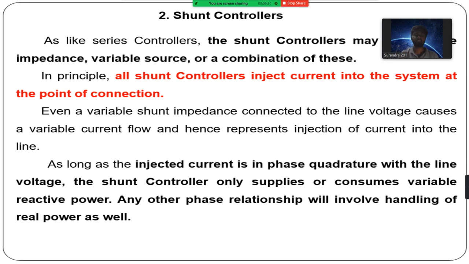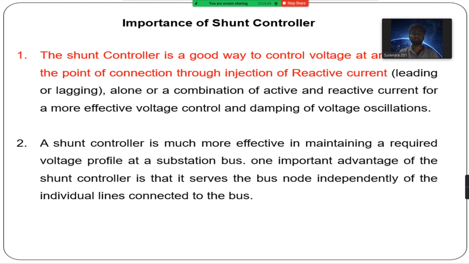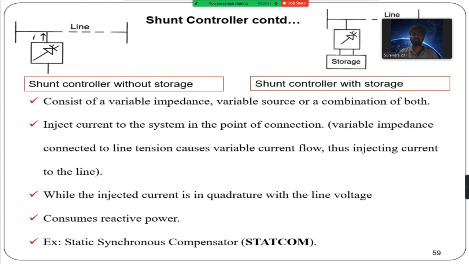As long as the injected current is in quadrature with the line voltage, the shunt controller only supplies or consumes variable reactive power, and any other phase relationship will involve handling of real power as well. Like this, only the shunt controllers will work. And the shunt controllers with storage and without storage diagrams are like this.